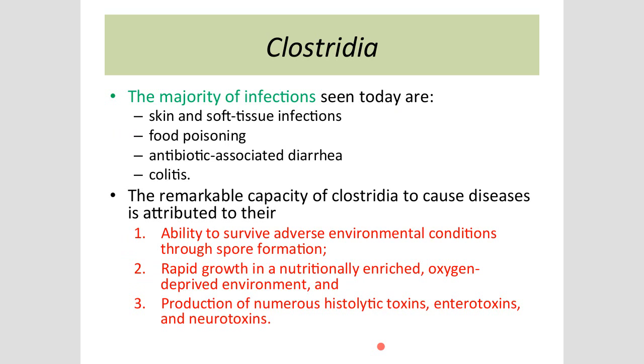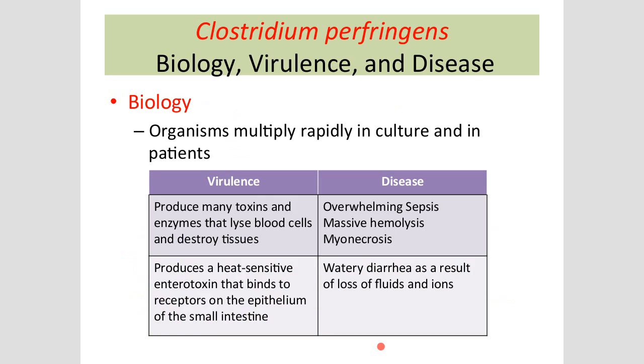It has numerous toxins which are histolytic, meaning breaking the histology of the skin and the tissue. It has enterotoxin, and a neurotoxin. As the name suggests, neurotoxins will have effect on the central nervous system, enterotoxin will have effect on the intestine, and histolytic toxin will have effect on the tissue structure and histology.